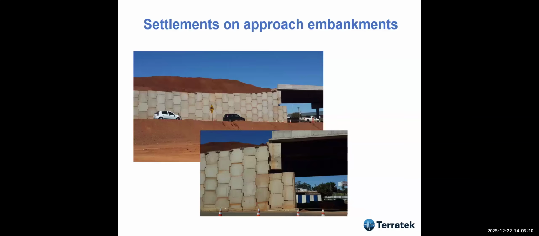Also, I've seen too many settlements on approach embankments. This is a kind of reinforced earth with a concrete wall, and these elements were totally displaced. The settlements here were about 30 centimeters, and we saw the misalignment of this. Then I did a design review after the failure and recommended ground improvement, etc. So I've seen lots of things like that.